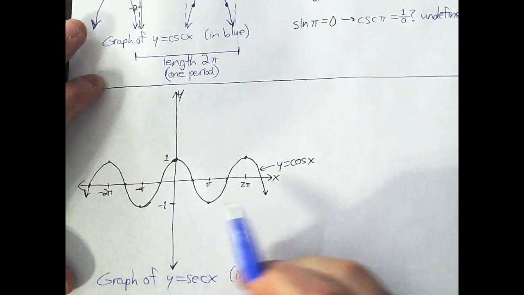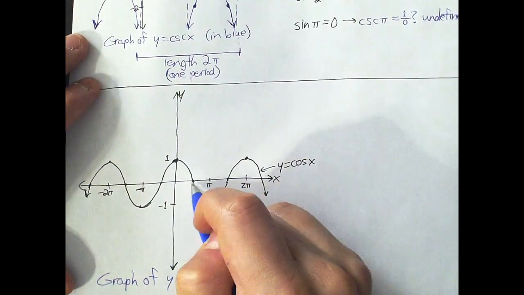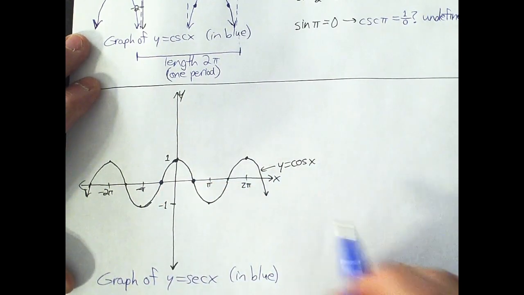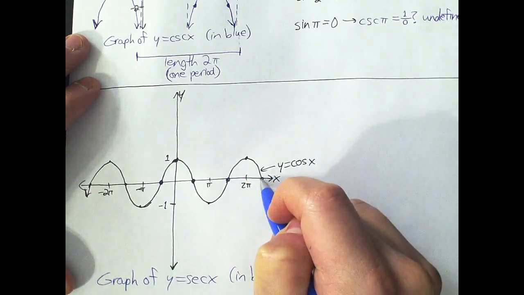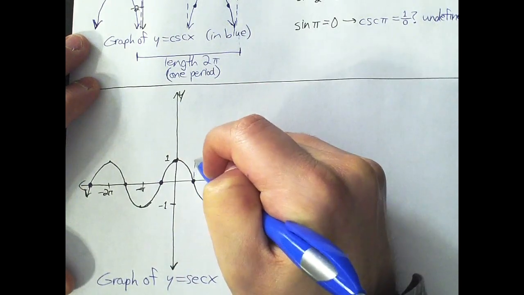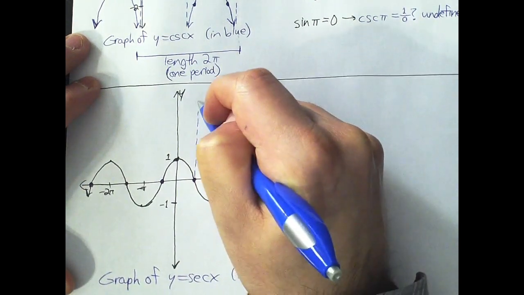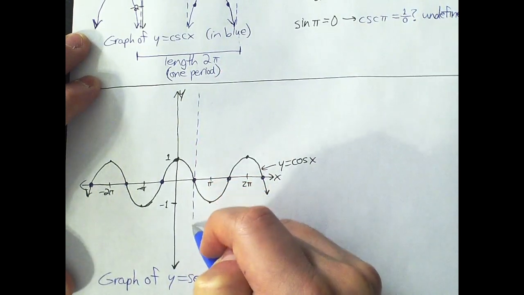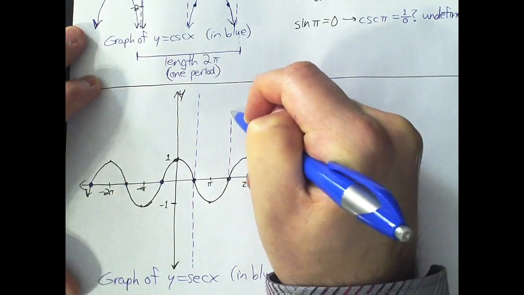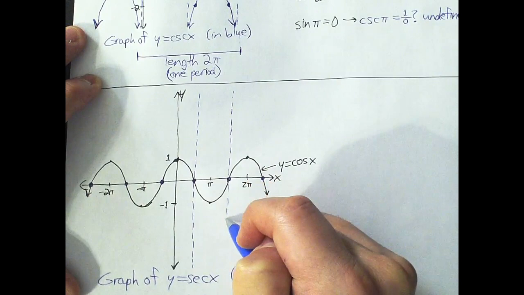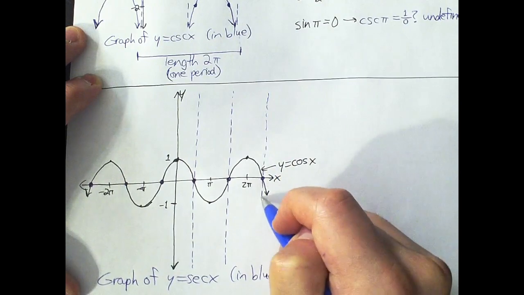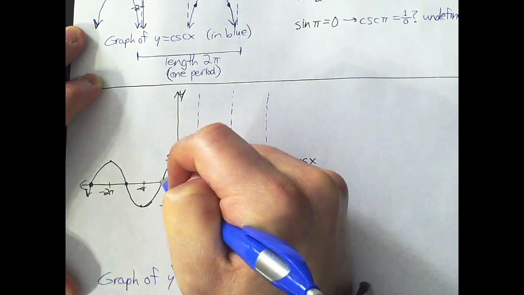Here's the idea. Anywhere that cosine x crosses the x-axis, anywhere that cosine equals 0, secant is going to be the reciprocal of 0, which is undefined. So at all of these places, we're going to get vertical asymptotes. Those are the places that are not in the domain of secant, and they happen to be vertical asymptotes. So draw a bunch of those. What do you think is going to happen with the rest of the picture after we get these asymptotes drawn? You could think about that.